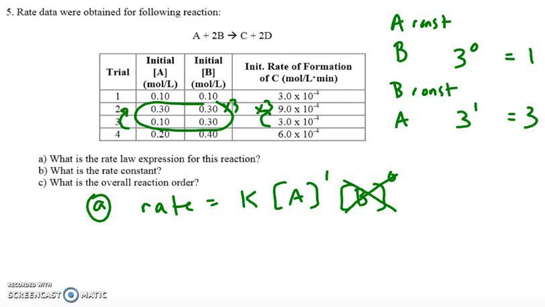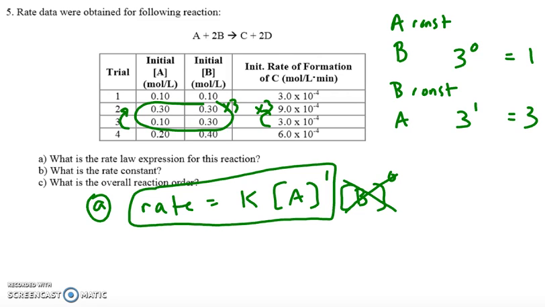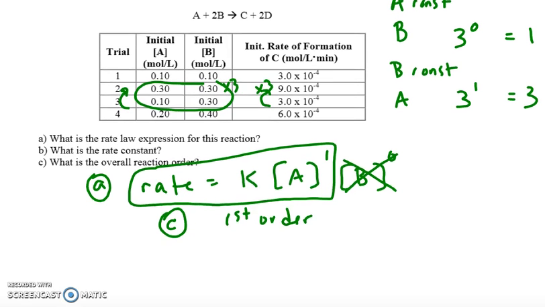Okay, so how do we write this rate law expression? It is just like this. The rate is equal to the rate constant times the concentration of A. If we skip to part C, the overall reaction order is 1, since this is first order. Not much to it, there's only that one exponent.